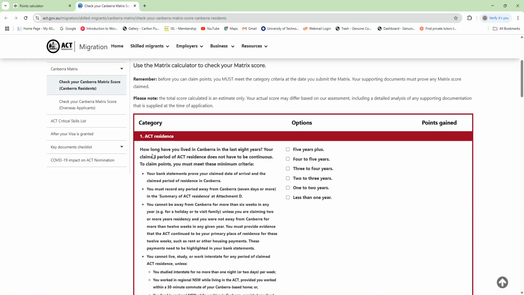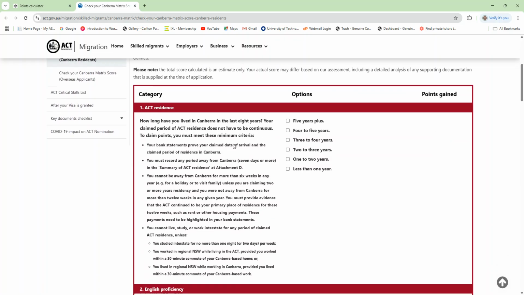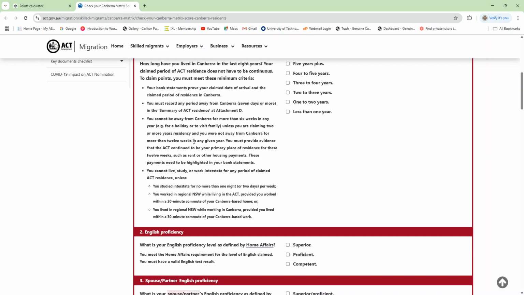First of all, you can see ACT residence. If you have lived there more than 5 years, whether 5, 6, 7, 8, it is 20 points; 4 to 5 years, 20 points; 3 to 4 years, 15 points; 2 to 3 years, 10 points; at least 1 year, 5 points; less than 1 year means 0 points. So you have to prove how long you have been living there. Utility bills and bank transactions, everything you can take as proof. But you cannot be away for more than 12 weeks within a year.